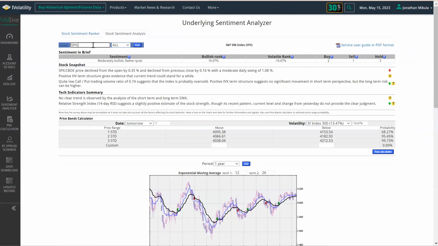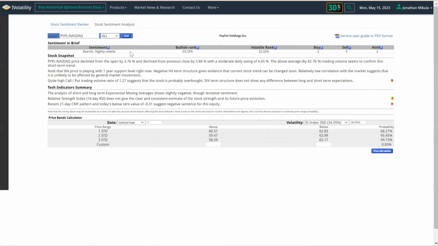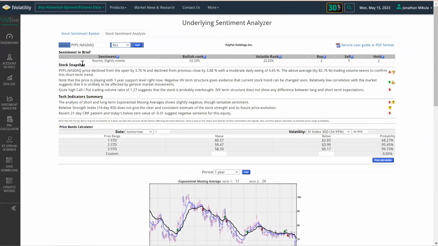From here, you're able to type in the name. So we've been looking at PayPal. I'll get the sentiment reading. It's bearish, which makes sense because it took a dive after earnings. It's slightly volatile, which we saw with implied volatility not spiking higher, which is great. Slightly volatile is like my calling card for selling puts. It's that kind of Goldilocks scenario.